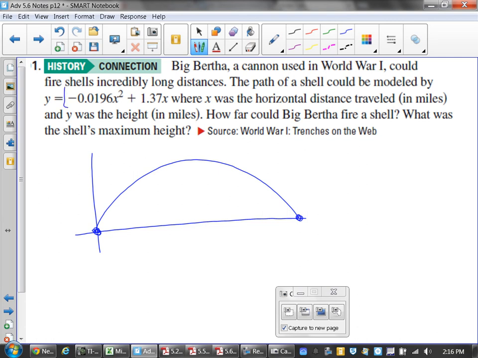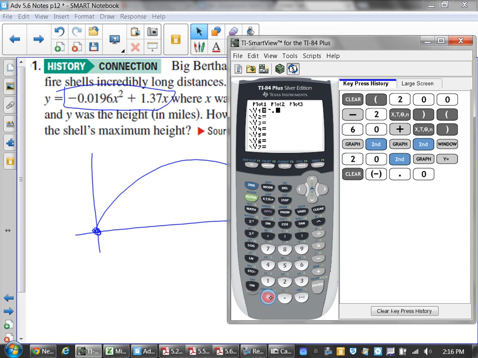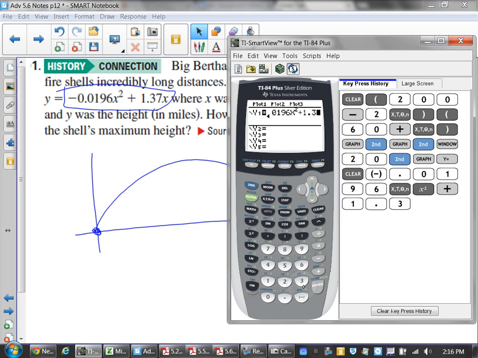I have a function. They gave me the function. I have a graphing calculator. I gave you the graphing calculator. Negative 0.0196x squared plus 1.37x. I'm going to my graph.